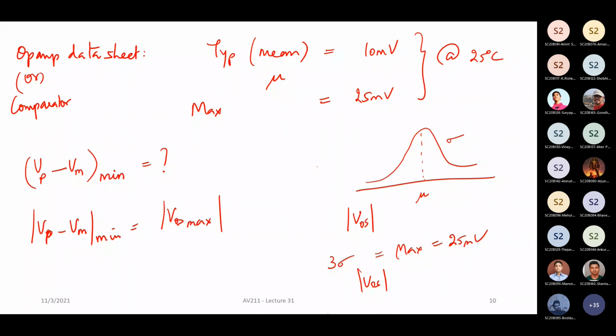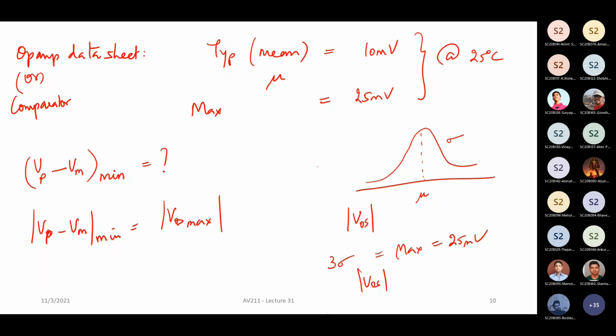So in other words, if your data sheet tells you that the maximum offset at 25C is 25 millivolt, then you have to make sure that whatever input you're feeding to this comparator has a differential of greater than 25 millivolt. In that case, even though the offset is present in your op amp or comparator, it will still work successfully. But if your difference is less than this offset voltage, it's all up to probability. You may get a correct response, you may get a wrong response, depending on that particular op amp.